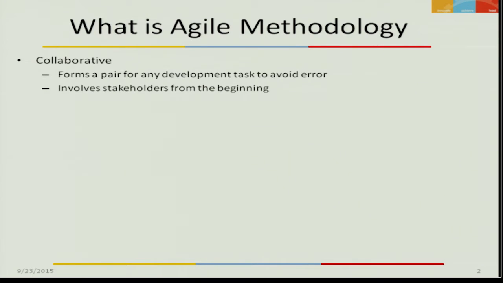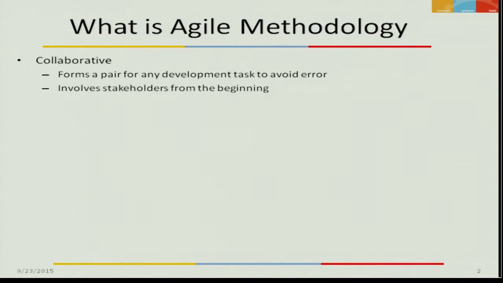So one of the hallmarks of agile methodology is collaboration, in which there are pairs of people. They form a very short team, they form the pair, and for any development task there are two people, basically to avoid error. One person does the work, the other person observes or reviews it, and they exchange their roles.